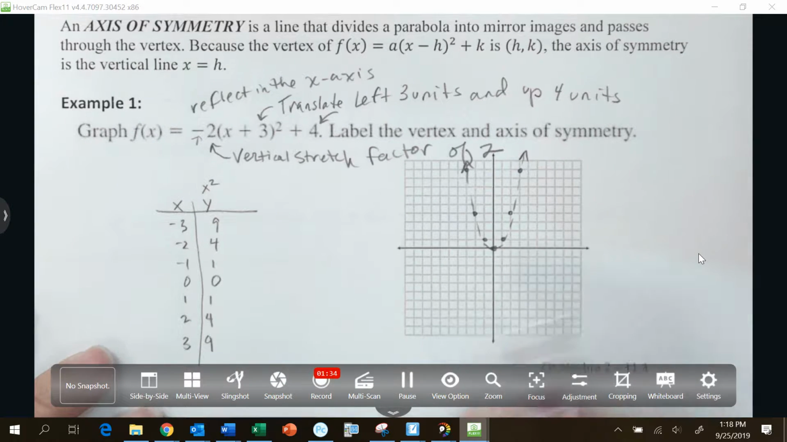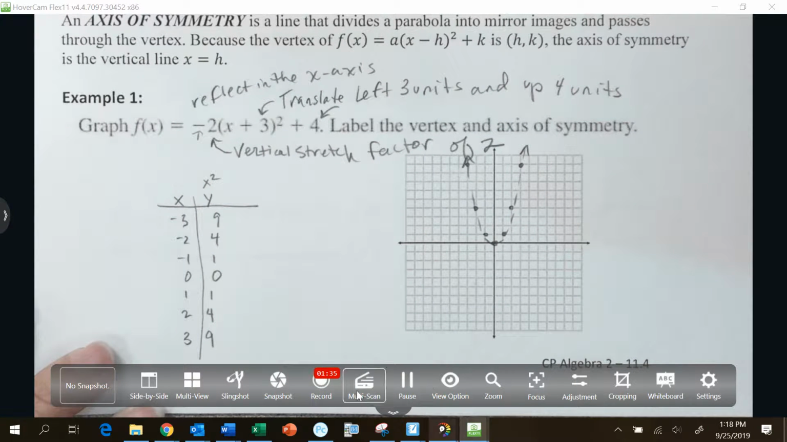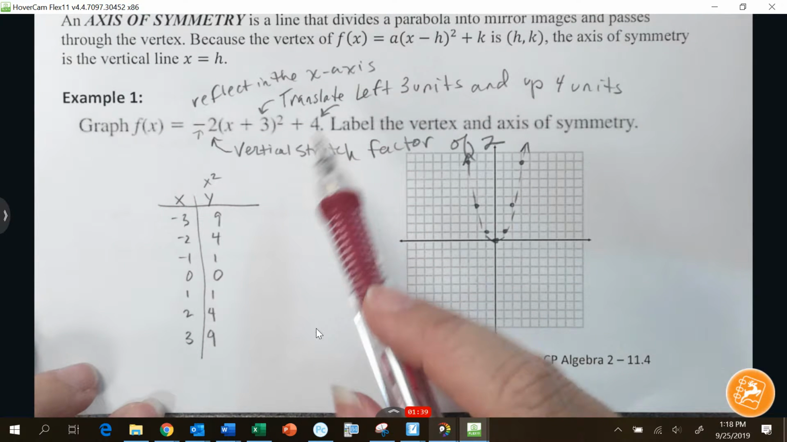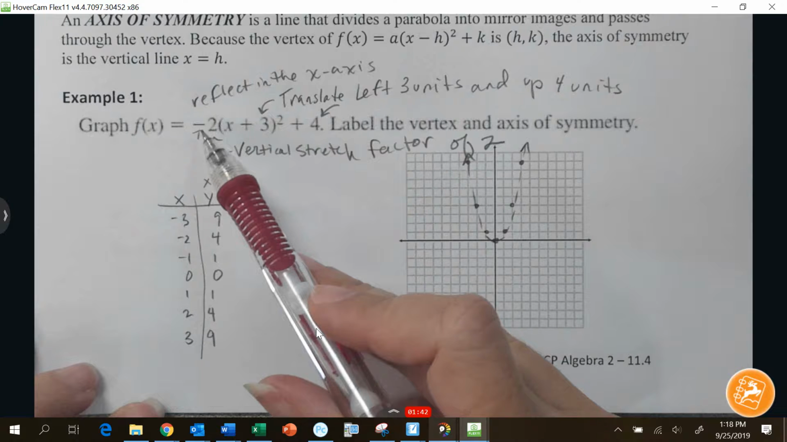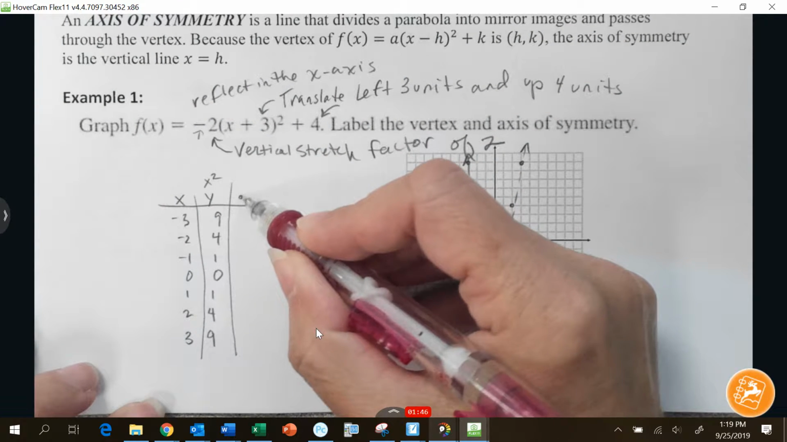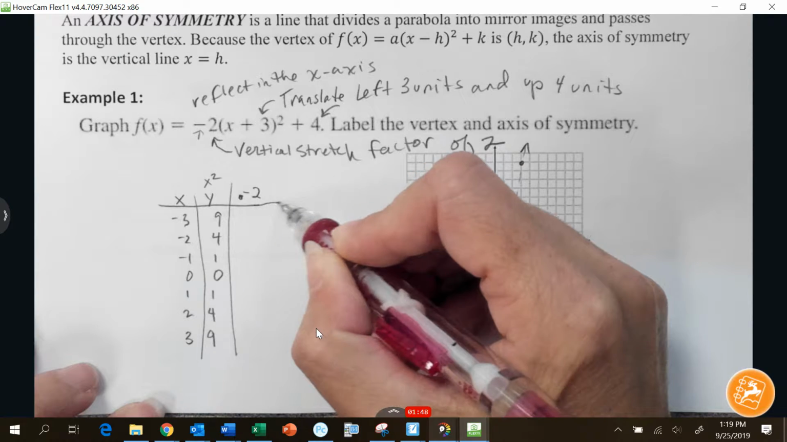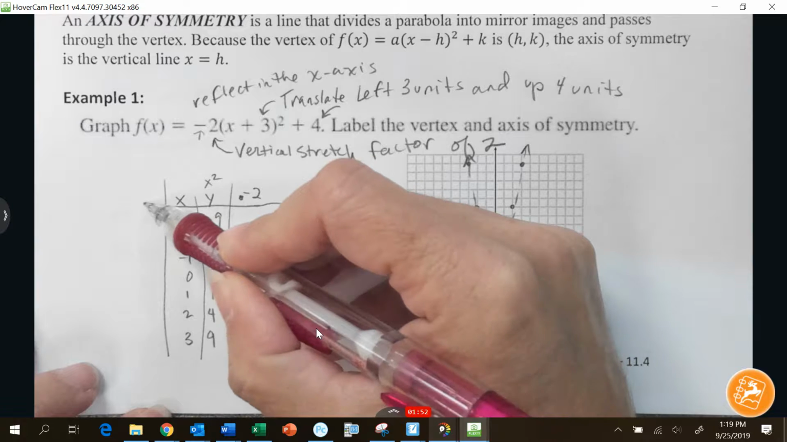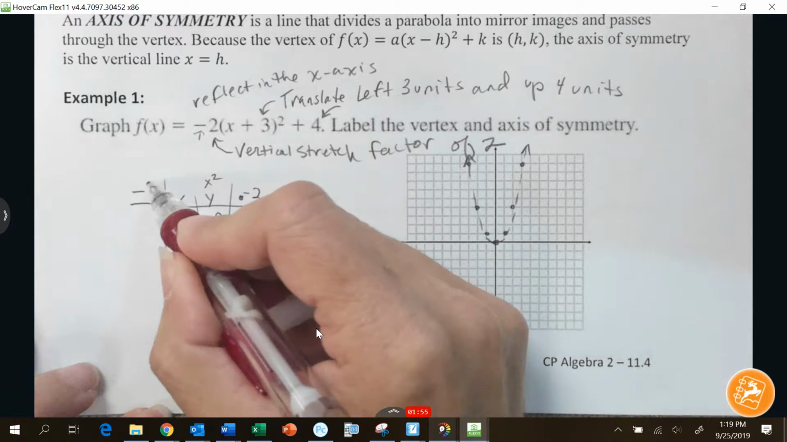So then we apply all of our transformations. I used my parent function points, and the 2 and the negative sign are both vertical. So both of those are going to be on the y side, multiply by negative 2. And the translate left, that is on the x side. Since I'm going to the left, I write subtract 3.